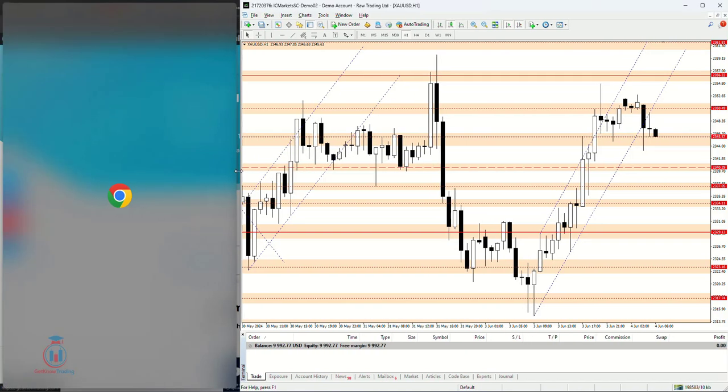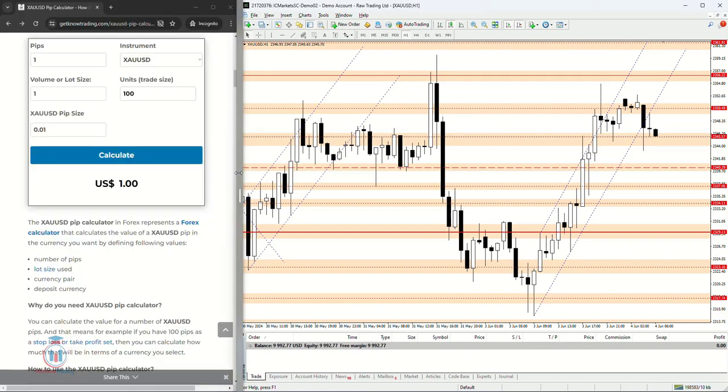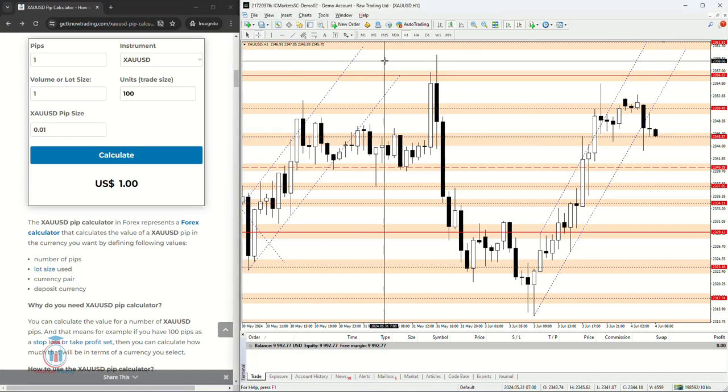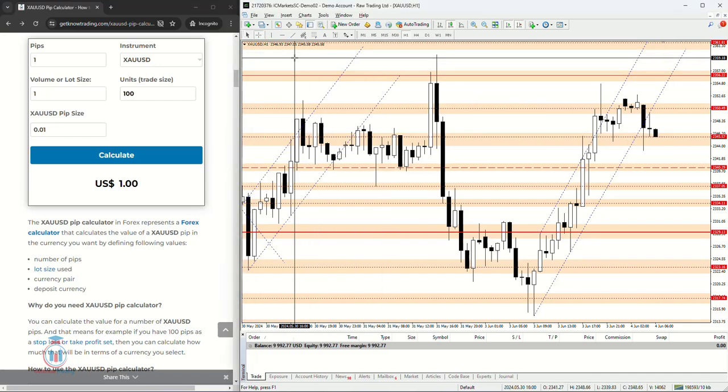In this video, I will explain how to calculate the pips. What is the pip on the gold, so you can understand how to calculate the value of one pip by using the gold pip calculator, which you can see on the left side. The link will also be below in the description, so you can use it if you would like to calculate the pip value.